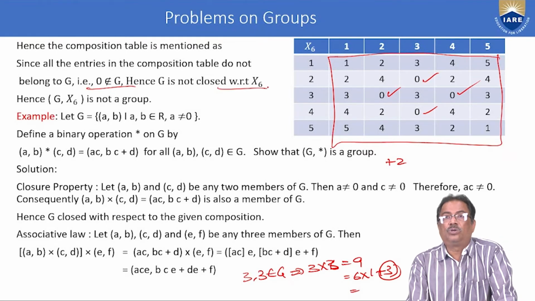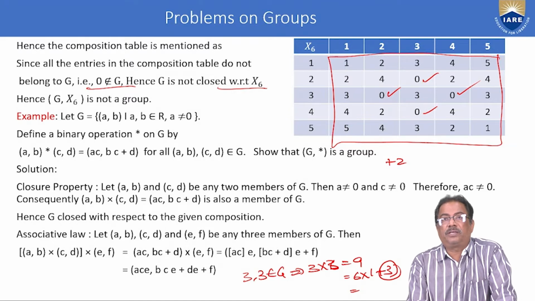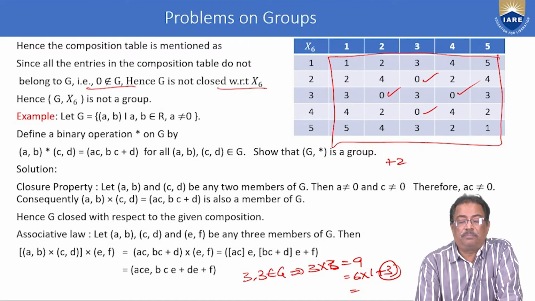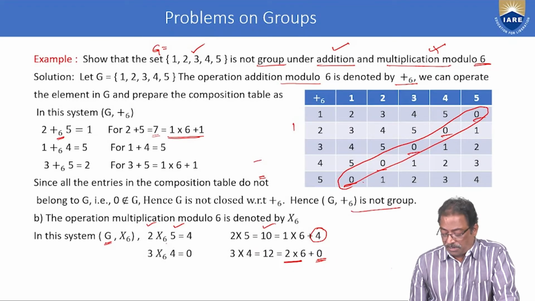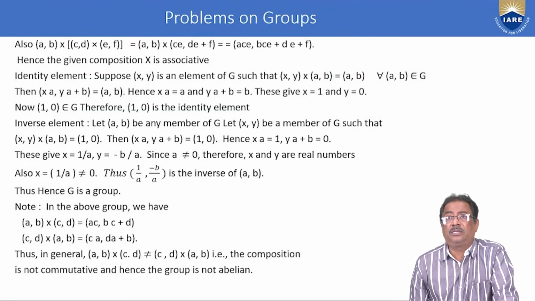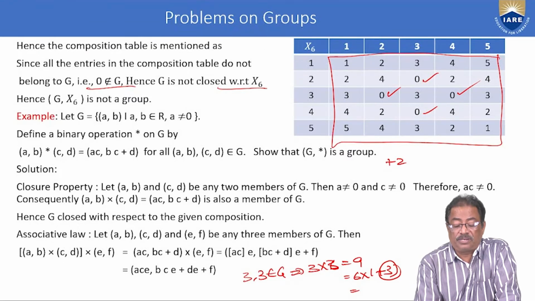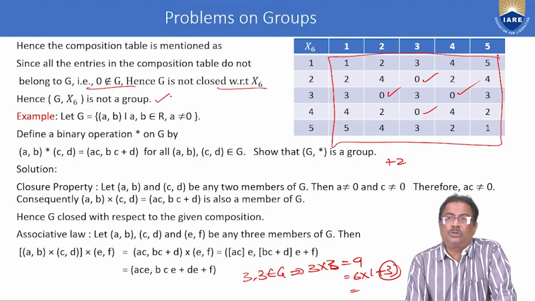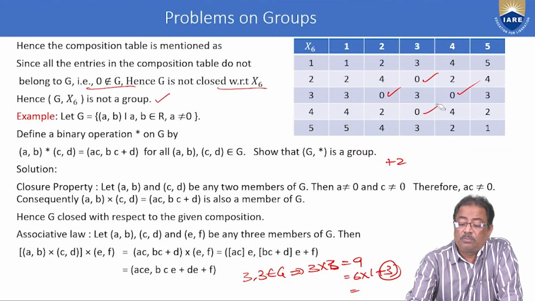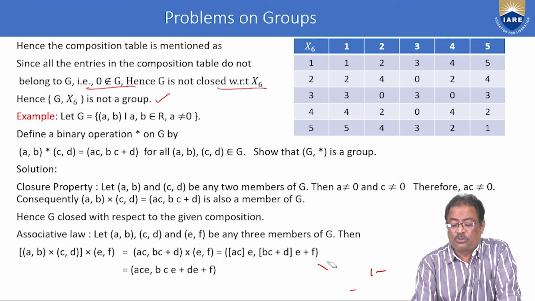It is not closed under multiplication modulo 6. So addition and multiplication modulo 6 are not groups, and they are not even semigroups. So we can say that in this way, both are not groups, whatever we have discussed in these two problems.